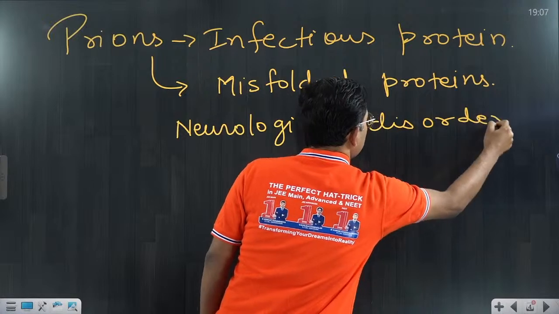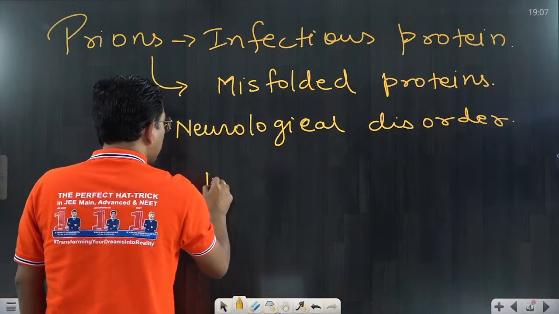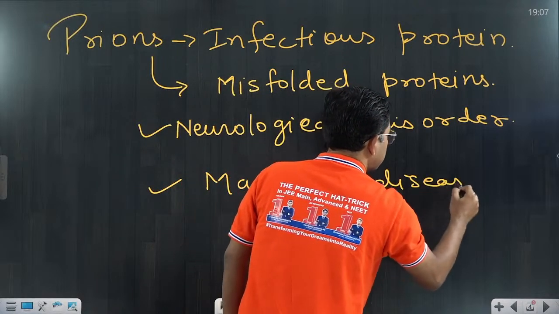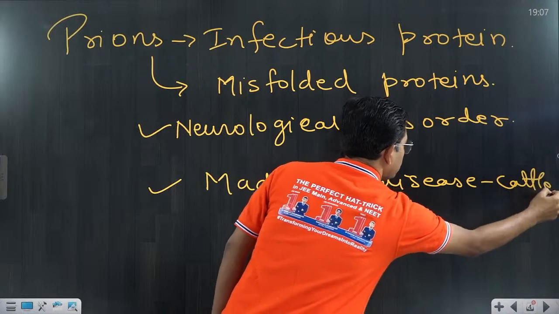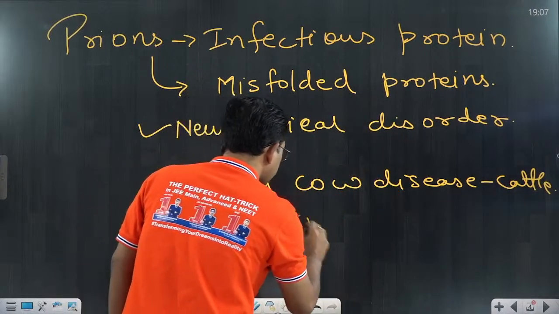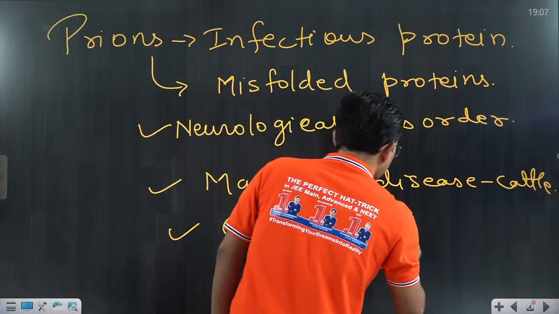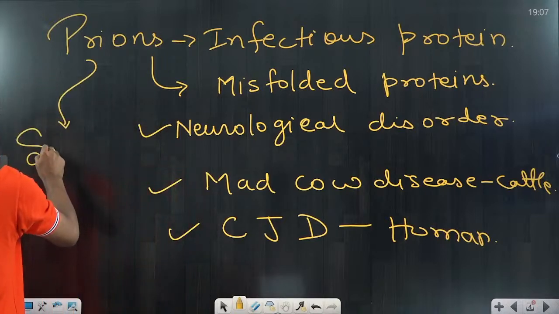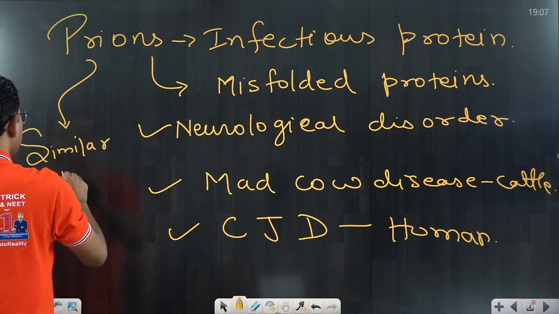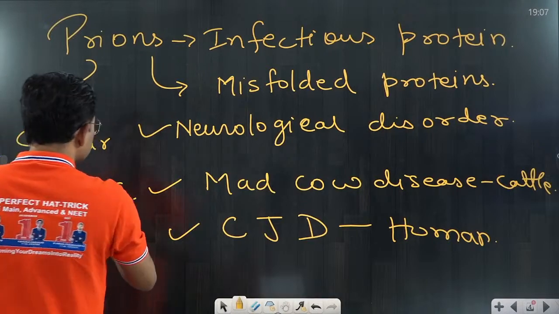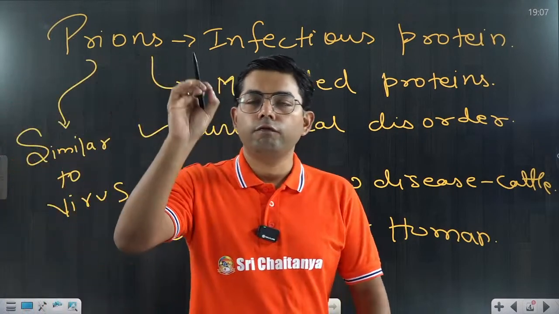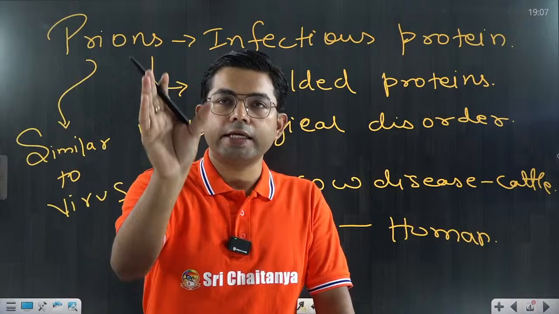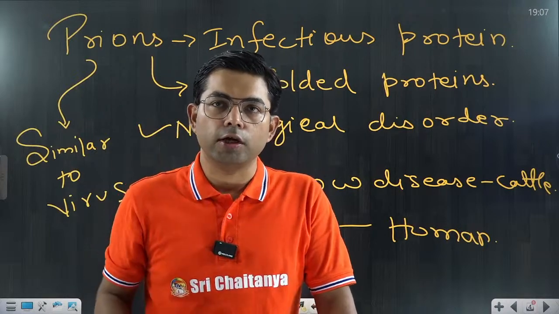They cause neurological disorder, and we have seen they cause a disease called mad cow disease in cattle, and in humans it is called CJD, Creutzfeldt-Jakob disease. The size of prion is similar to virus, right? So out of virus, viroid and prion, virus and prion are of the same size, whereas viroid is smaller.